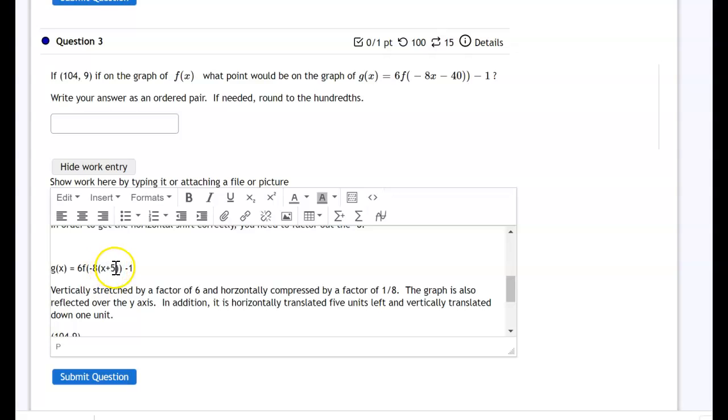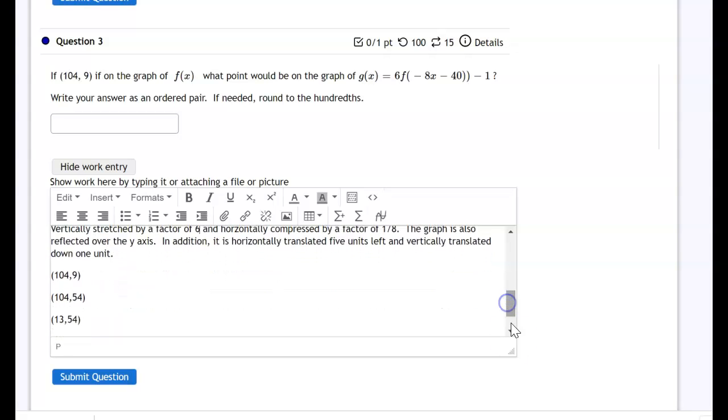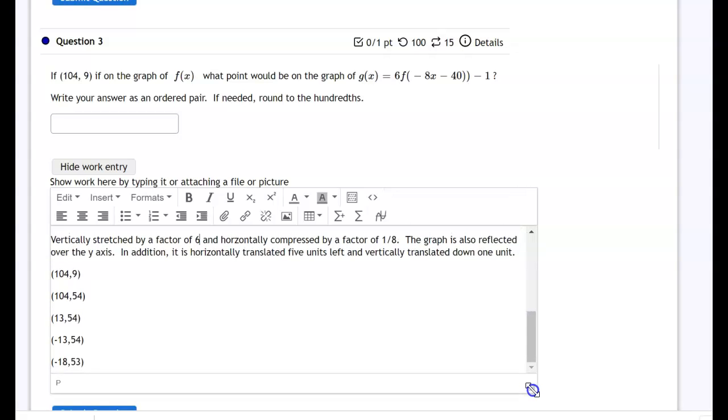Again, you got to look at the factored form, the +5. Don't look at the -40 in the original. And it's vertically translated down 1 unit. So if I were to take that point and do those transformations, I'm going to make this a little bigger. So the point (10, 49), the first thing I did there is I stretched it by a factor of 6, so (10, 454). I then compressed it by a factor of 1/8, so (1.25, 454).